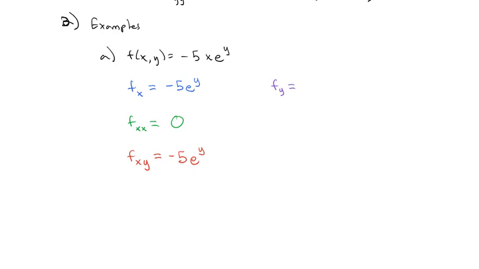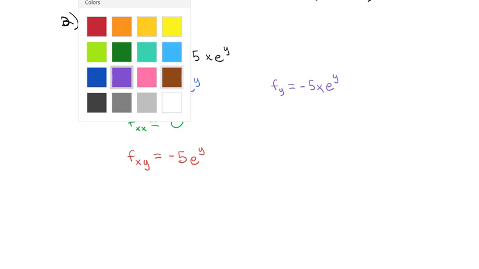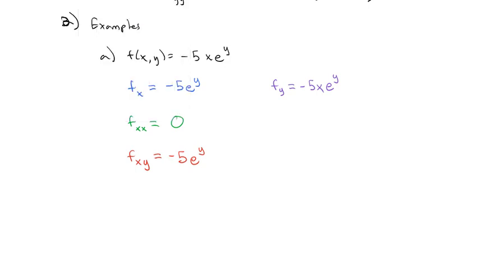Going back to the original function now, the partial derivative with respect to y treats the e to the y as the function we're interested in. Its derivative is e to the y times the constant of negative 5x. Now we can calculate f sub yy, or the partial derivative with respect to y, and then y again, the second partial derivative. Again, the derivative of e to the y is e to the y, and the constant of negative 5x tags along.